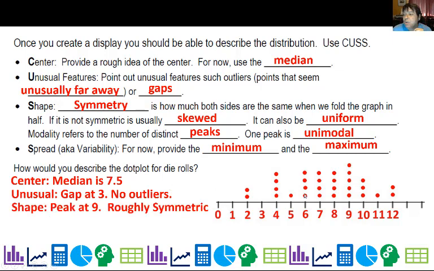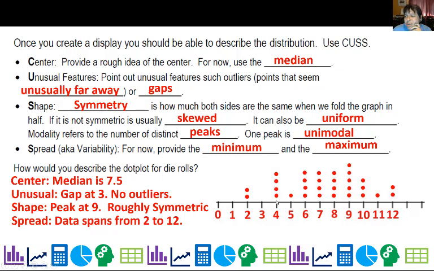The shape, well, we definitely have a peak at 9, but it's roughly symmetric. If I were to fold this in half, it kind of looks alike. I don't have a huge amount of data points, so I would probably want more before I got real specific on the symmetry. The spread, the data spans from 2 to 12 in this set of data. So here we have described this distribution, okay?